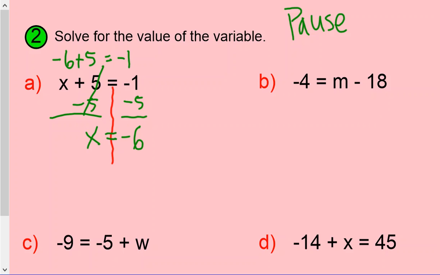Alright, for b, we have negative 4 equals m minus 18. So we have a minus 18 on the same side as the variable. So in order for us to get the variable by itself, we're going to add 18 to both sides.